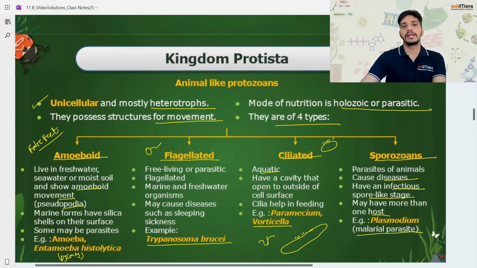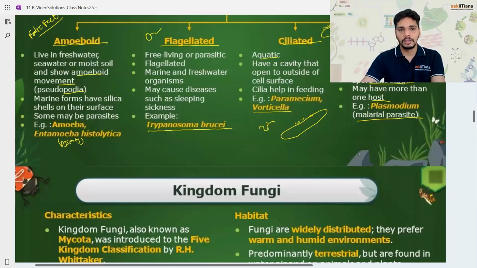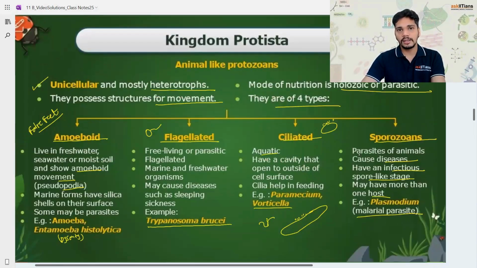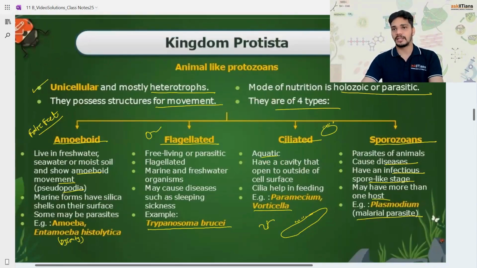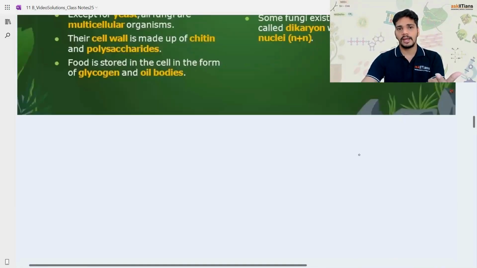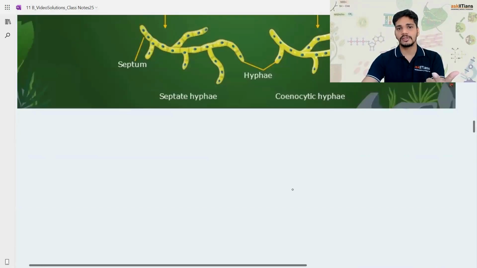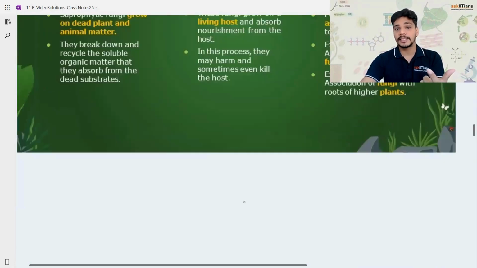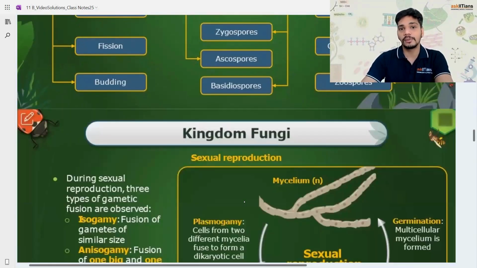So we have done the animal-like protozoans. So we have covered the kingdom Protista right now. Now fungi is remaining. And after fungi, what is remaining? Tell me.